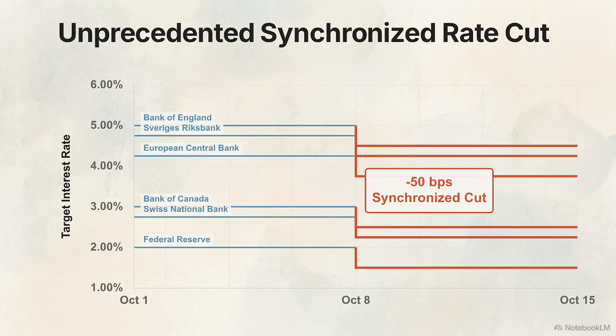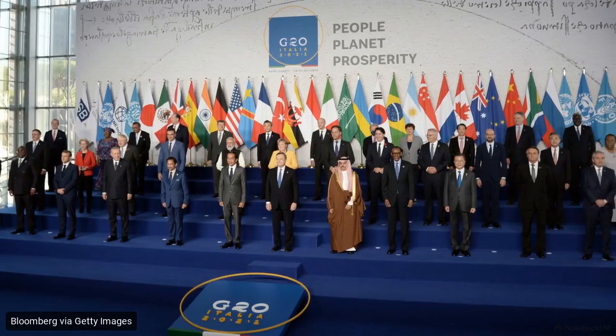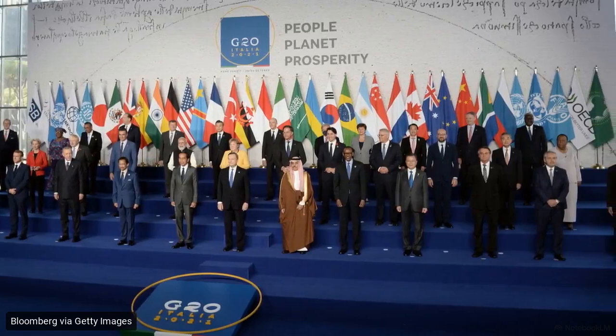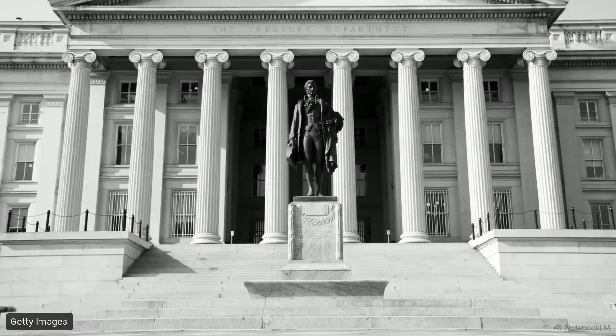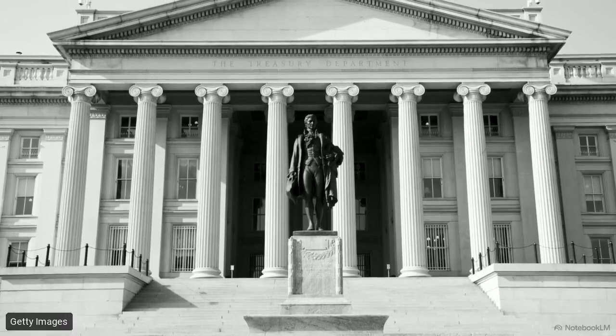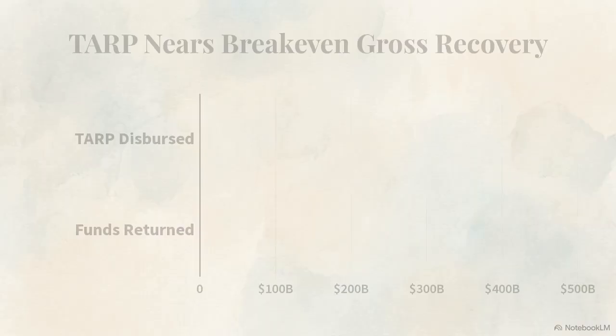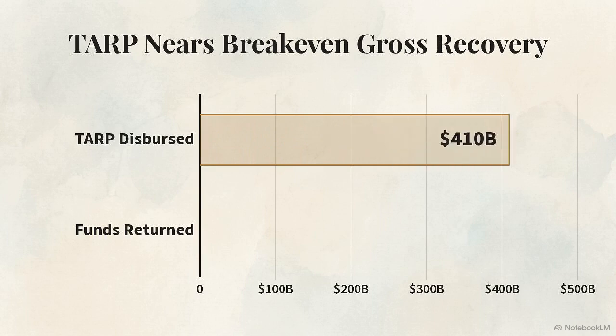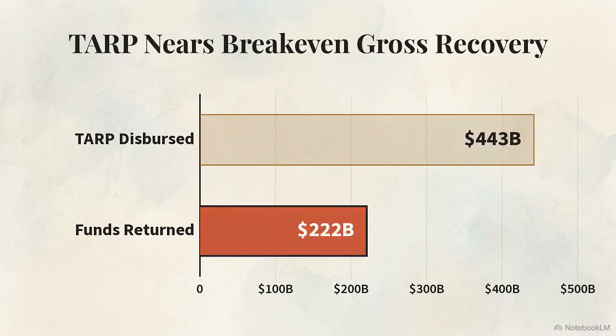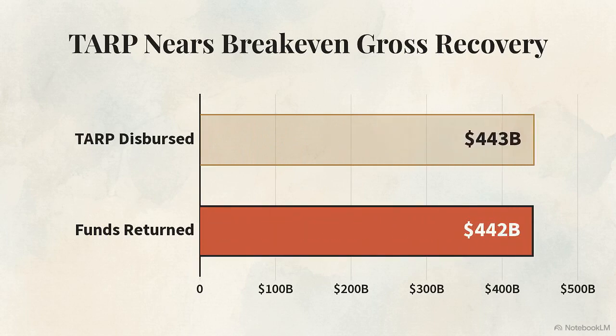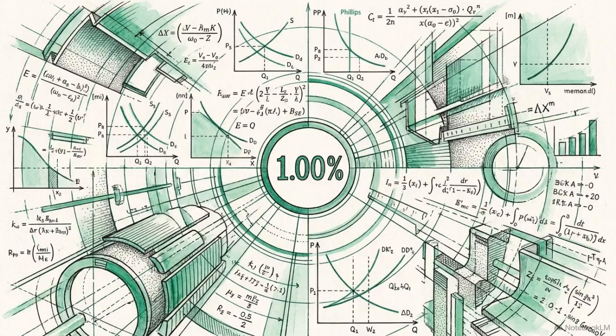In the U.S., the Treasury administered the $700 billion Troubled Asset Relief Program, or TARP. Though fiercely controversial, the bank-focused portion of the program eventually returned its principal to taxpayers with a near break-even gross recovery. The academic debate over the crisis continues. Economists like John Taylor argue that the Fed's loose monetary policy directly fueled the excess credit. Conversely, Bernanke counters that the exogenous global savings glut was the true driver of the yield compression.